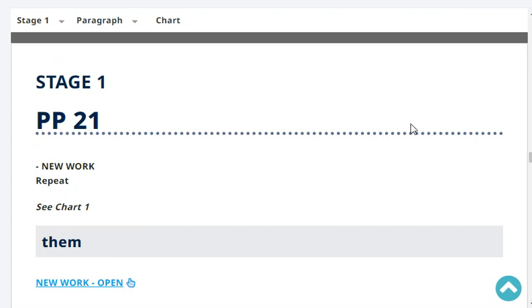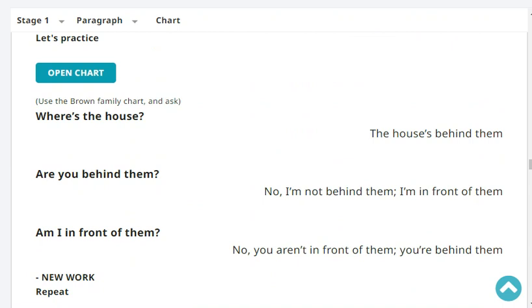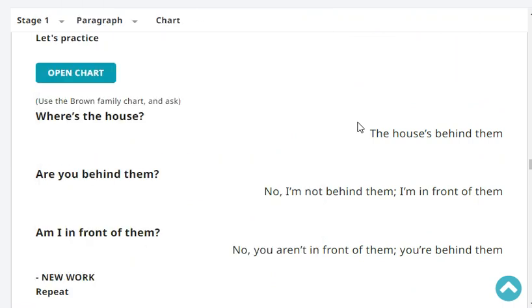Next, page 21. Them. Where's the house? The house is between them. No, it's not between. Read again. The house is behind them. Very good. Are you behind them? No, I'm not behind them. I'm in front of them. Very good. Am I in front of them? No, you aren't in front of them. You're behind them.